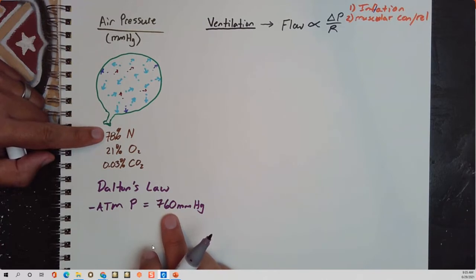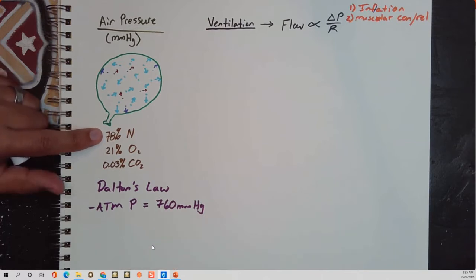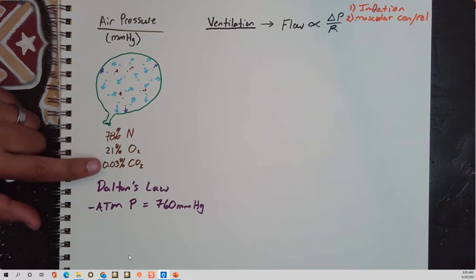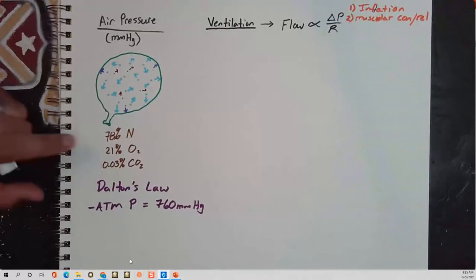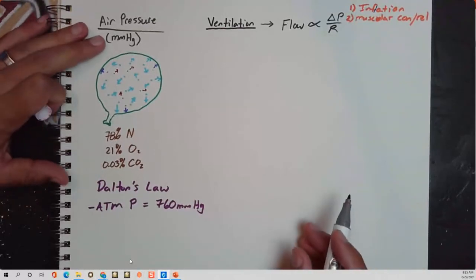Well, here's the deal. We don't care in normal physiological situations about nitrogen pressures because nitrogen is stubborn. It doesn't want to go into our body. What does? Oxygen and CO2. So let's go ahead and focus on those two things.